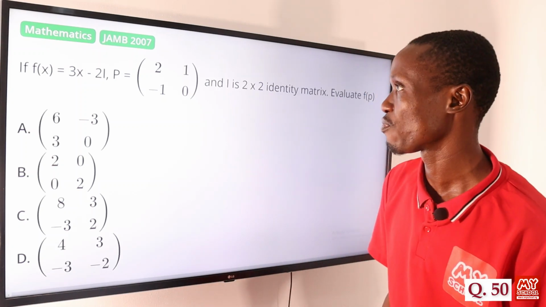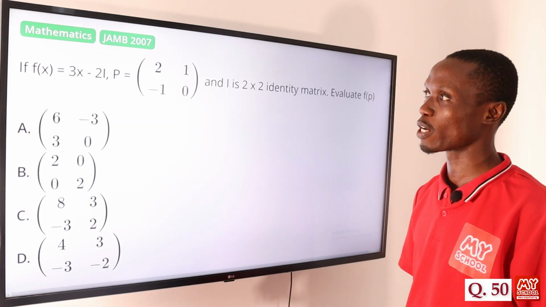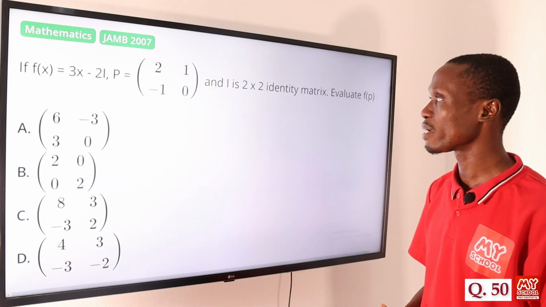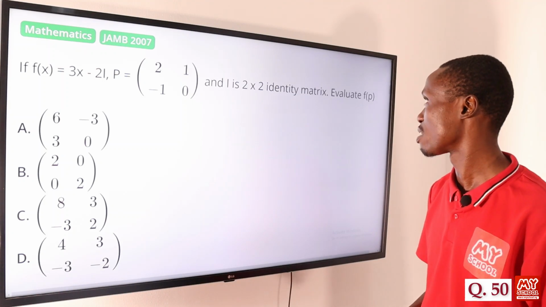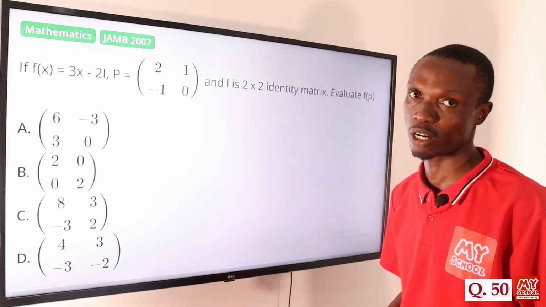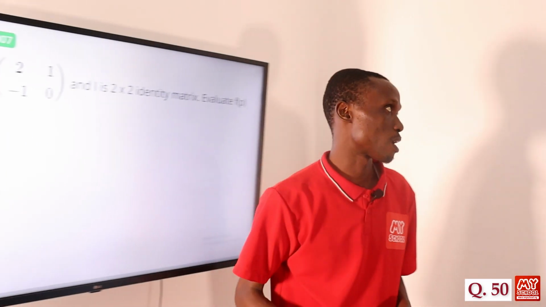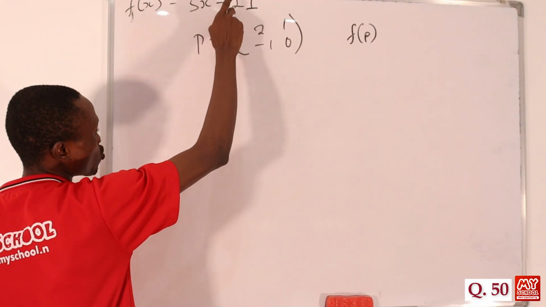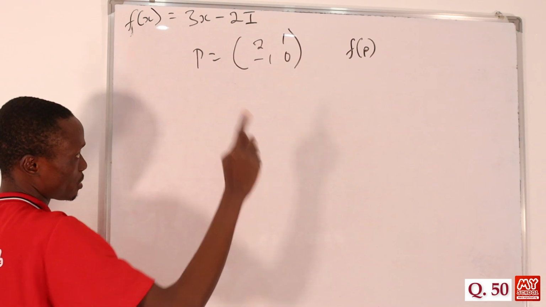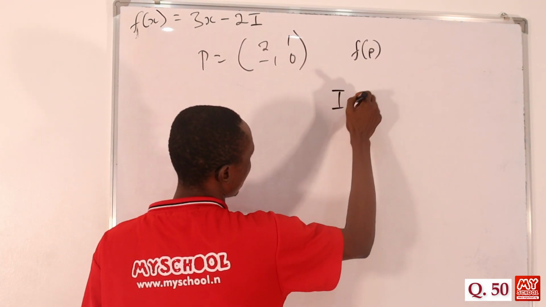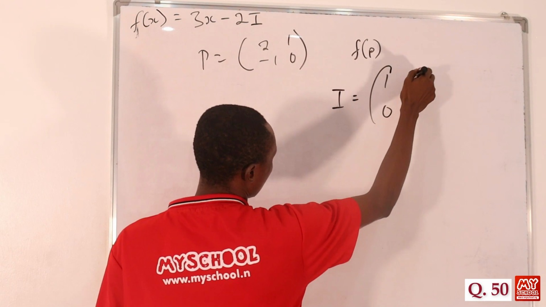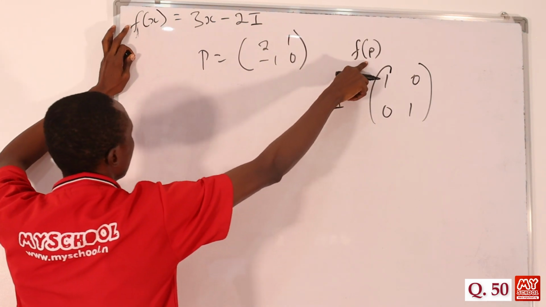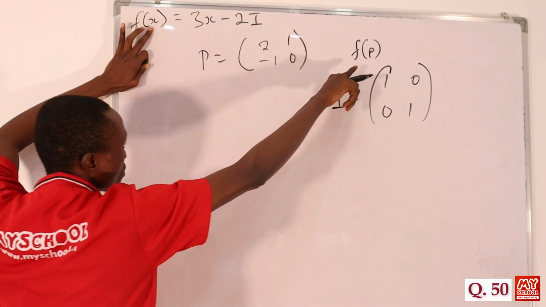Question 50. If f of s is equal to 3s minus 2i, and matrix P has this element, and I is the 2 by 2 identity matrix, evaluate f of p. Okay, so let's move over to the board to provide the answer to this question. We are told that f of s is equal to 3s minus 2i, where I here is an identity element. And remember, an identity element has 1, 0, 0, 1 as its elements, right? So we are asked to find f of p. Anywhere we see s, we are to replace it with p.